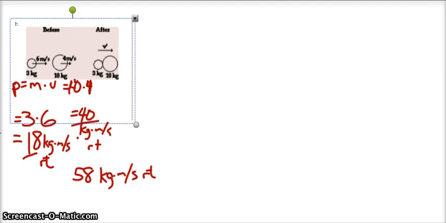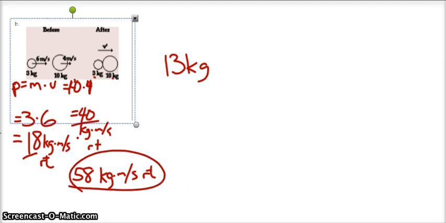So now we look at after the collision. After the collision, they stick together, so they're one mass. That single mass is equal to 13 kilograms because I add 3 and 10. Now the momentum before was 58 kilograms times meters per second going to the right. So the momentum after should also be 58 kilograms times meters per second to the right.